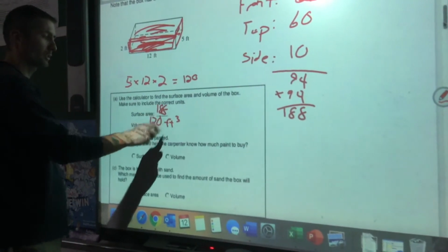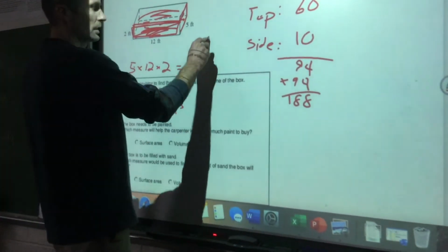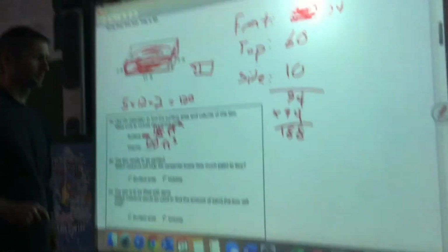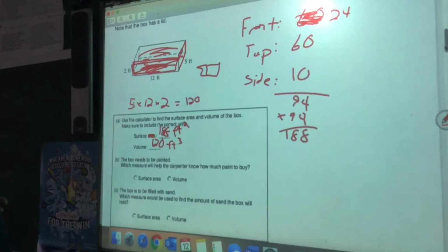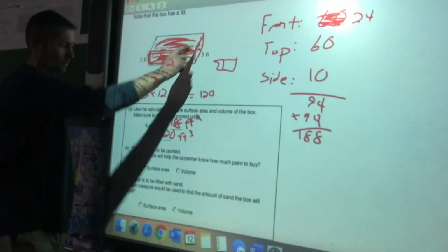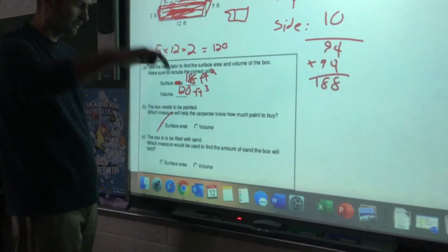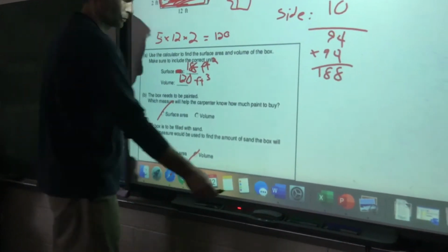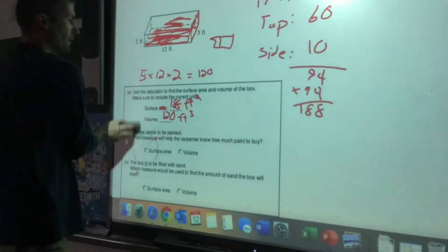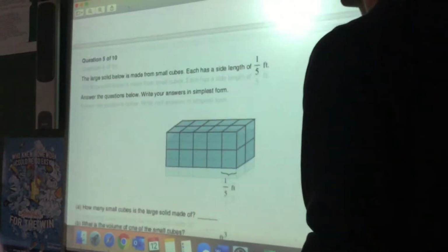Okay, now my label here, don't mess up these labels. Don't take all this time and then mess that up. We're talking area. Area is measured in squares. So it's feet squared. Okay, the box needs to be painted. How much paint to buy? Well, we're painting the outside. We're painting the area, surface area. The box is filled with sand, so we're putting the sand on the inside. So that is volume. Be careful on that problem. Sometimes they'll both be surface area or they'll both be volume. Don't think you have to choose one or the other for each. Okay, next.